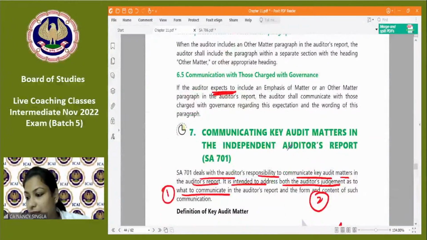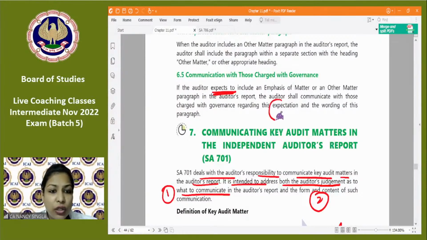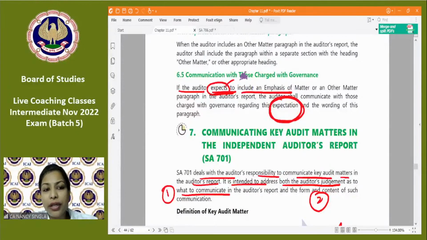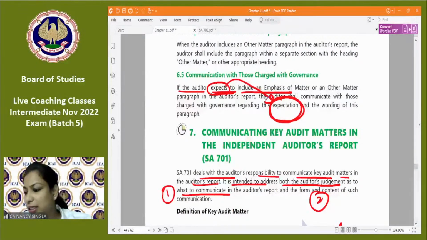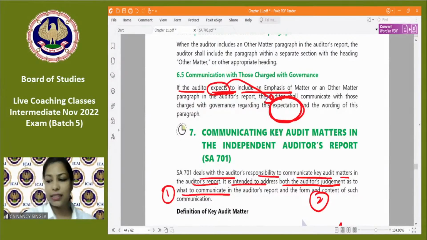कहाँ लिखा है Hiral? Why word? See, expectation लिखा है. This is not exception. Expectation. If the auditor expects to include EOM, तो auditor expect कर रहा है कि भाई मैं EOM, OM यूज करने वाला हूँ. तो auditor पहले those charged with governance को बताएगा. Hiral, is it clear? Is your doubt clear? तो it is not exception. देखो ध्यान से पढ़ो, expectation है. ठीक है, तो Hiral is saying ma'am it is clear.